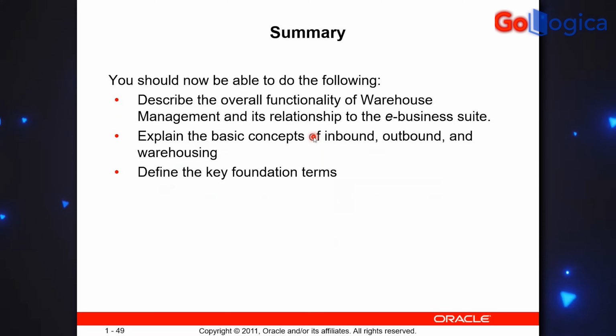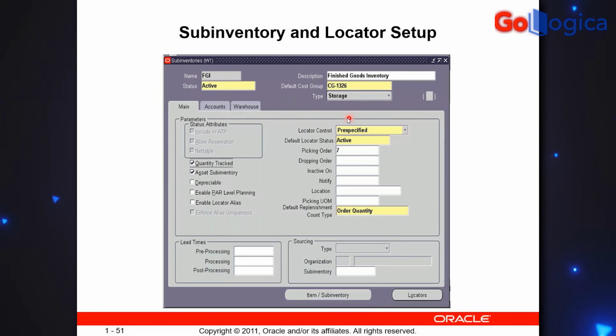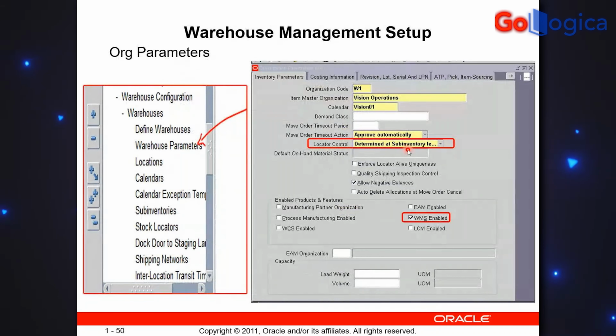So this will complete today's session. There are some screens of which I have taken screenshots so that we can quickly go through them and you can understand the setups. This is one of the setups called organization parameters. Here, if you see the locator control, this is determined at sub-inventory level. And if you go to this, the locator control here is pre-specified. Whenever you have WMS, at least one of them should be determined at sub-inventory level, and the sub-inventory should be locator controlled. That is a prerequisite for enabling WMS and running it smoothly.